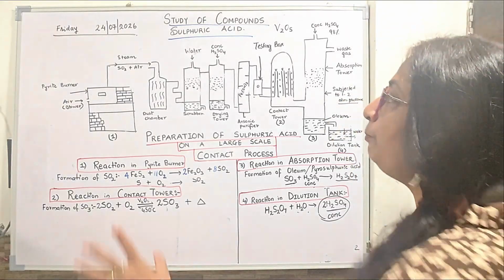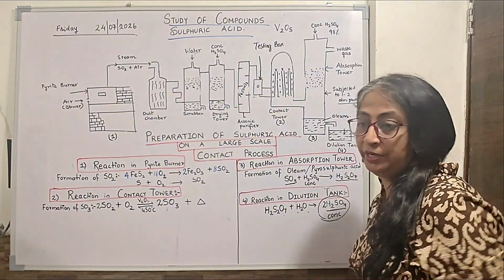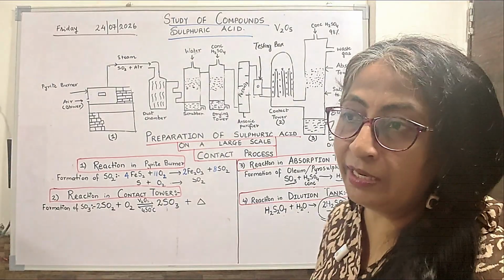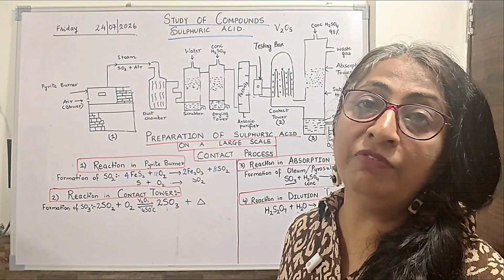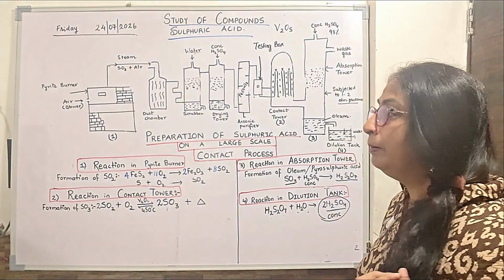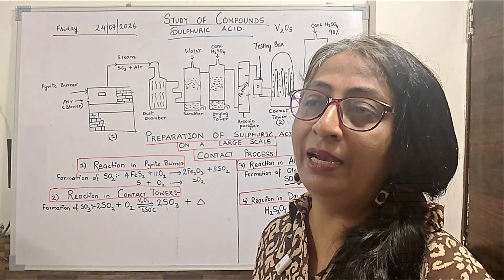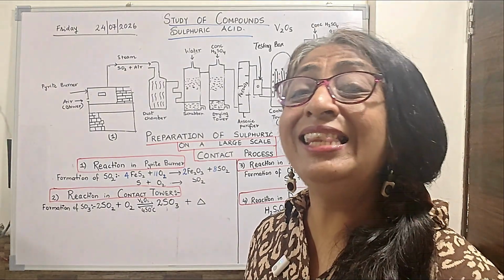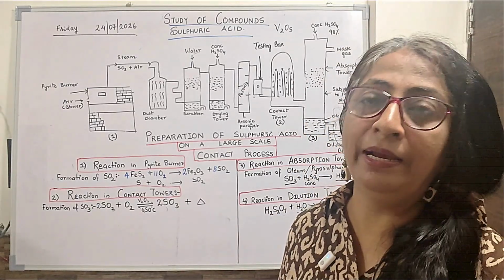Although we have made sure to pass our gases through all these purification units, there is always a chance that some impurities might skip through. So platinum is the one which gets easily poisoned, and we are not making use of platinum. Vanadium pentoxide is then preferred over platinum, mainly because it is less easily poisoned, and of course, it is cheaper than platinum.